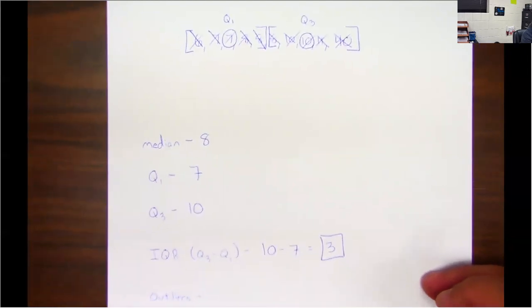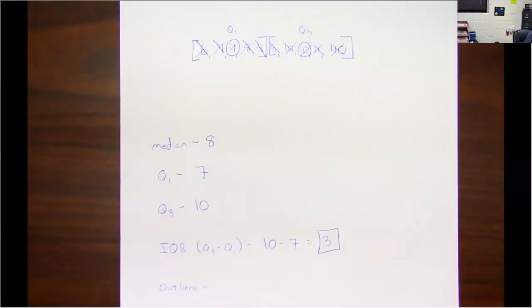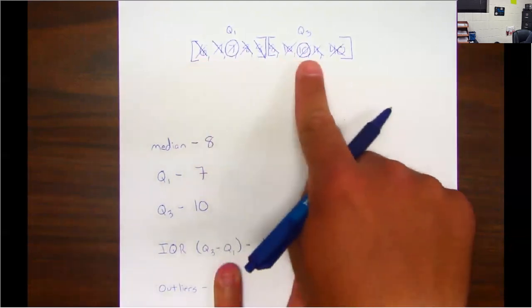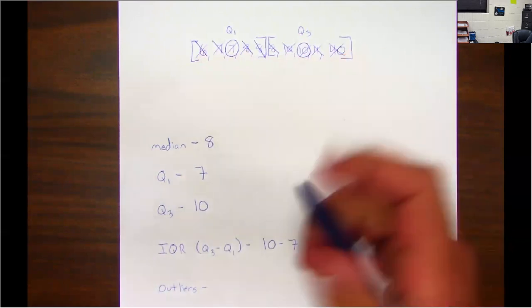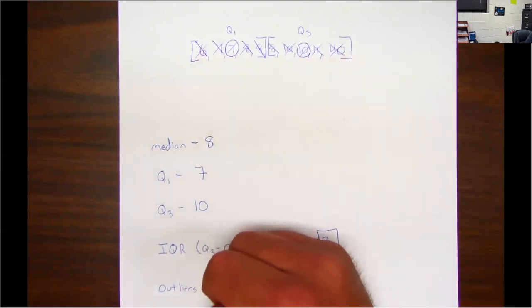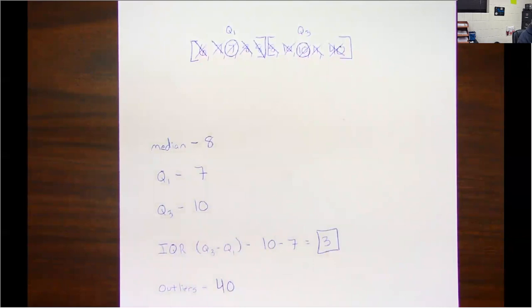Finally, any outliers, any numbers nowhere near the data? Well, notice here we're between 6 and 11. And then we got this number 40 out of nowhere. That would be your outlier.